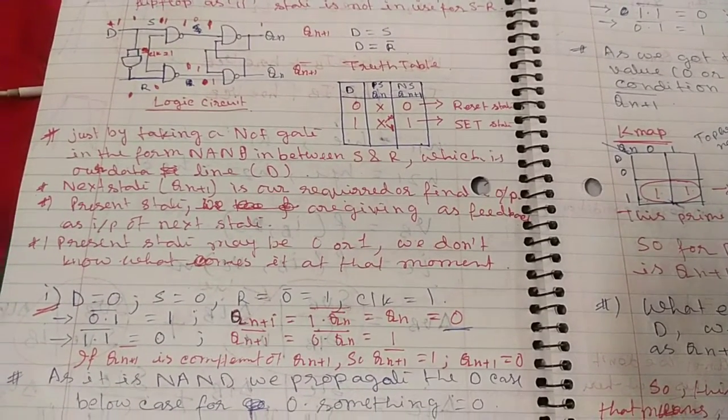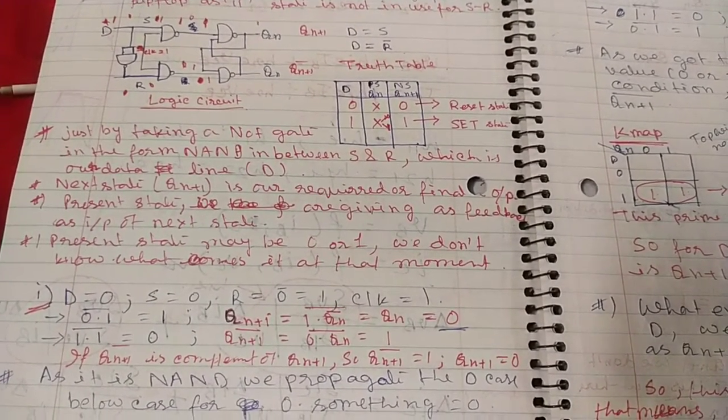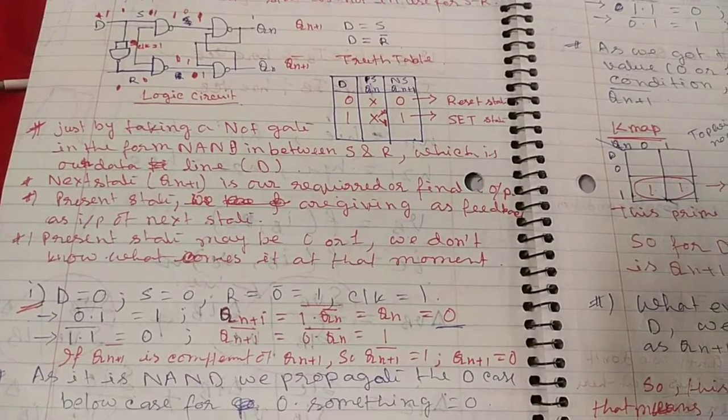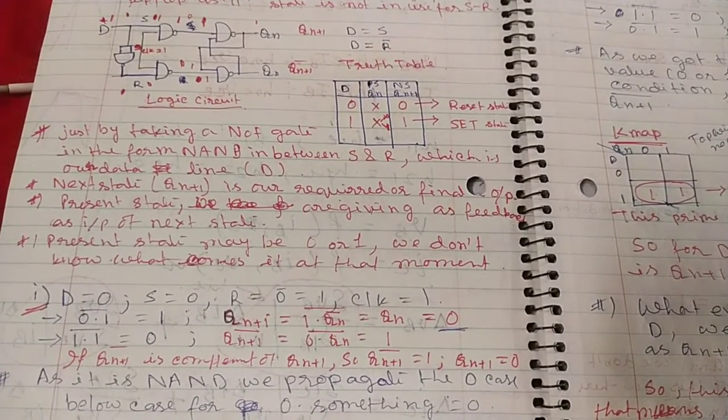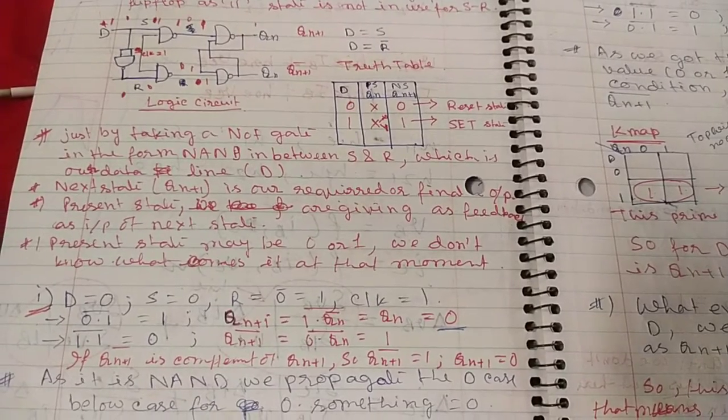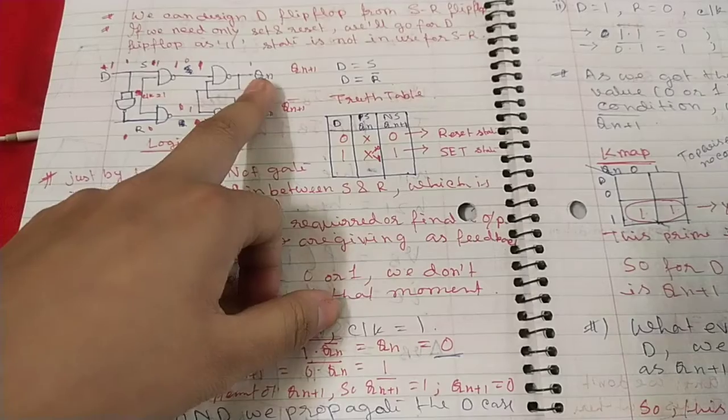The Qn is the present state, but we need to know whether it is 0 or 1. If it is 0, then it is reset. If it is 1, then it is set. But till now we don't know what the value of Qn is. So Qn plus 1 bar is equal to what?